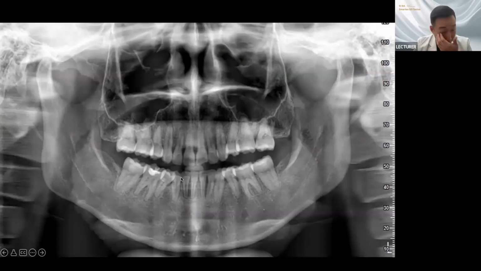For the OPG, you can see the premolars and the molars just lean forward. It's not very straight, it leans forward. And you can also find resorption of the root. Oh, that's really bad news, right?